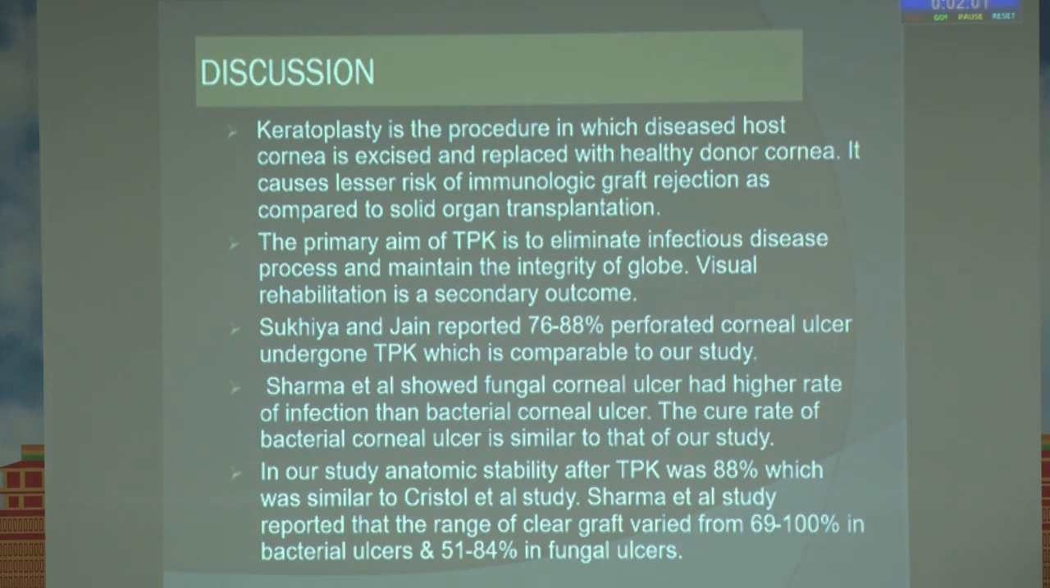Now come to discussion. Keratoplasty is the procedure in which the diseased host cornea is excised and replaced with healthy donor cornea. The primary aim of TPK is to eliminate the infectious disease process and maintain the integrity. Visual rehabilitation is a secondary outcome. There were many studies done. Sukhya and Jain reported 76 to 88% of perforated corneal ulcers undergoing TPK, which is comparable to our study. Sharma et al. showed fungal corneal ulcer had a higher rate of infection than bacterial. The cure rate of bacterial corneal ulcer is similar to that of our study. In our study, anatomic stability after TPK was 88%, which was similar to that of the Crystal et al. study. Sharma et al. reported that the range of clear graft varied from 69 to 100% in bacterial ulcers and 58 to 84% in fungal corneal ulcers.